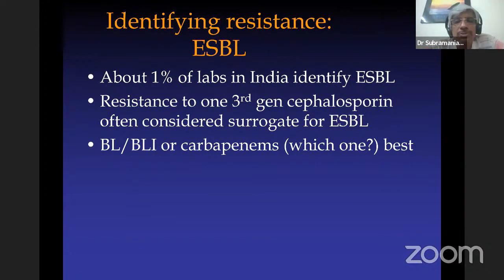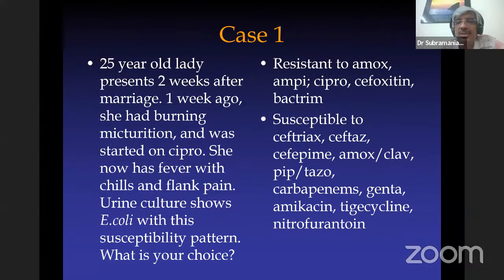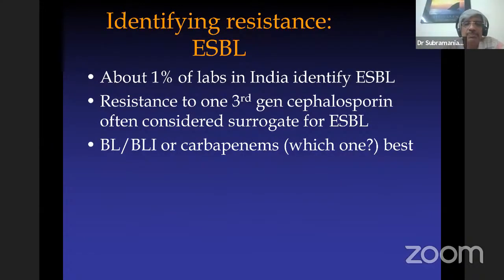So the rule of thumb is, if you're resistant to one third-gen cephalosporin, you assume you're an ESBL producer and therefore avoid that. In this, if you look at it, it says cefoxitin resistant. That actually means worse. It usually suggests an AmpC, not just an ESBL. And therefore, you would want to avoid all simple beta lactams. And in this situation, for the longest time, we believed that either a beta-lactam inhibitor like cefepime sulbactam or piperacillin tazobactam is good enough, and you really don't need to give carbapenems to everybody.